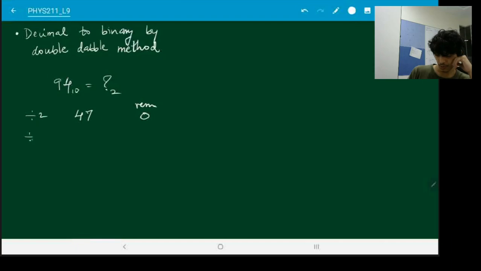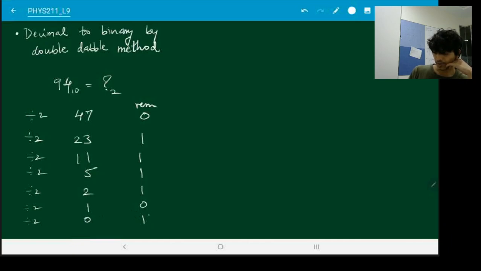Now again divide by 2. 47 when I divide by 2 I get 23, and this time remainder is 1. Again divide by 2. 11, remainder 1. Again divide by 2. 5, remainder 1. 5 you divide by 2, I get 2, remainder 1. Again I divide by 2, I get 1, remainder 0. And finally again divide by 2, I get 0, remainder 1.